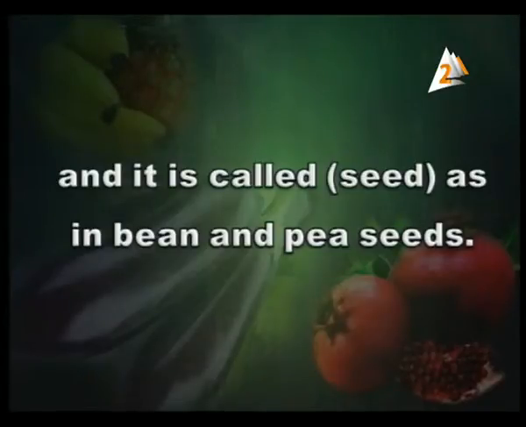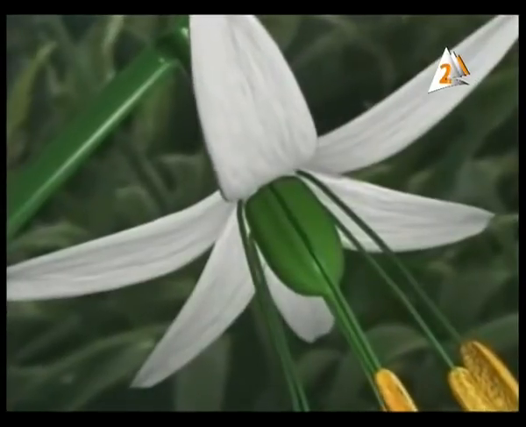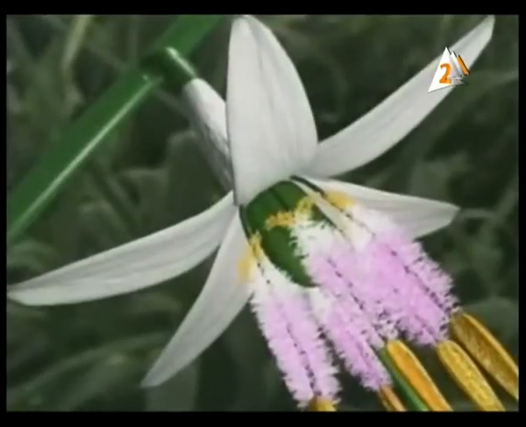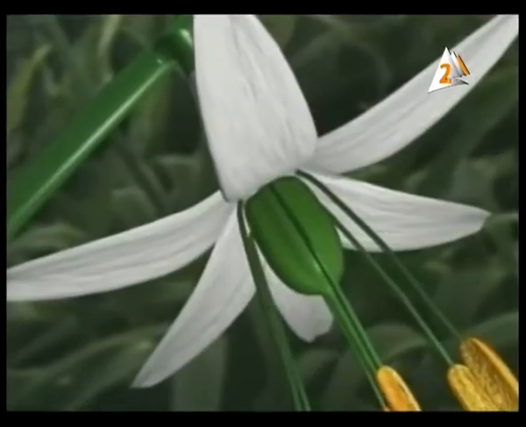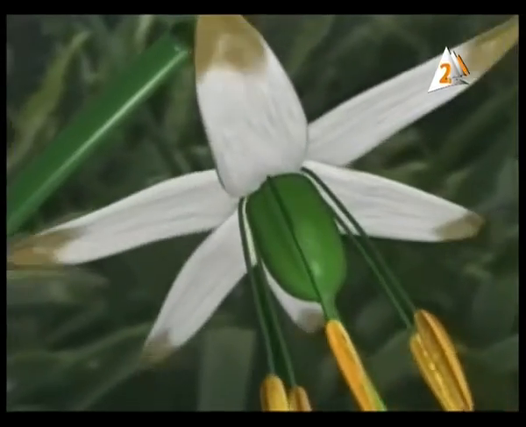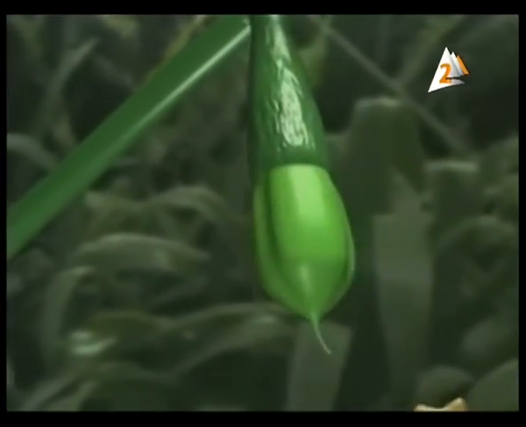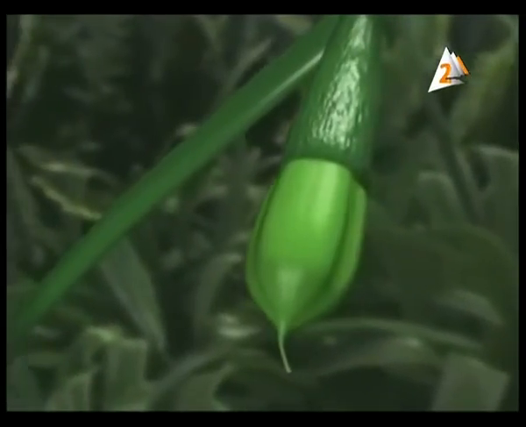Then what happens after the fertilization to the other parts of the flower? After fertilization, the calyx, the corolla, the androecium, the style, and the stigma wither and fall down. Only the ovary remains, which stores the food and changes into fruit.